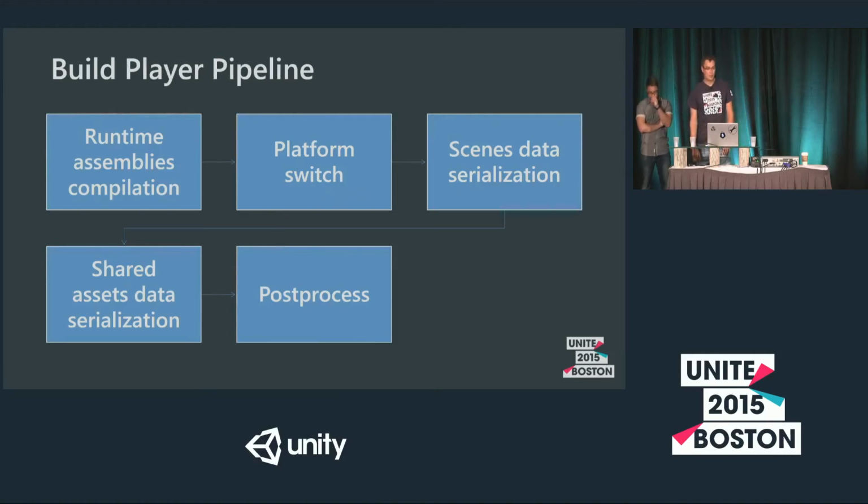The build player pipeline is much simpler than the asset import pipeline, and let's look at what's happening when I'm building a player. After we verify that we can actually build the player, that the platform is supported, data exists, and there are no collisions, it's pretty simple. We compile scripts, switch to the target platform, serialize scenes, serialize shared resources, and do post-processing. Let's look closer at these stages.